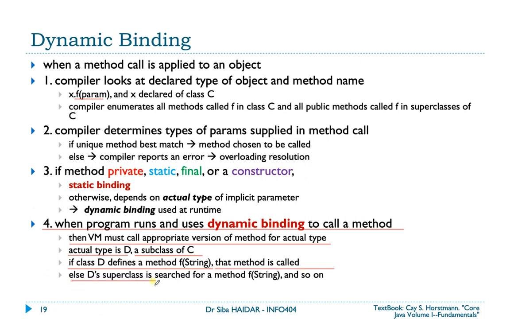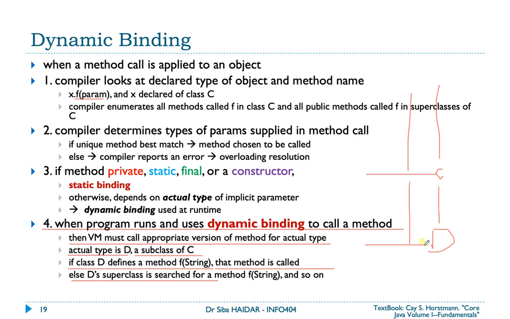If D's superclass is searched, else D's superclass is searched for a method. So we go from D, for example, this is C, and this is D, and between C and D there is a chain, and before C there is a chain. The compiler will search for C and above for the method. He chooses the method.